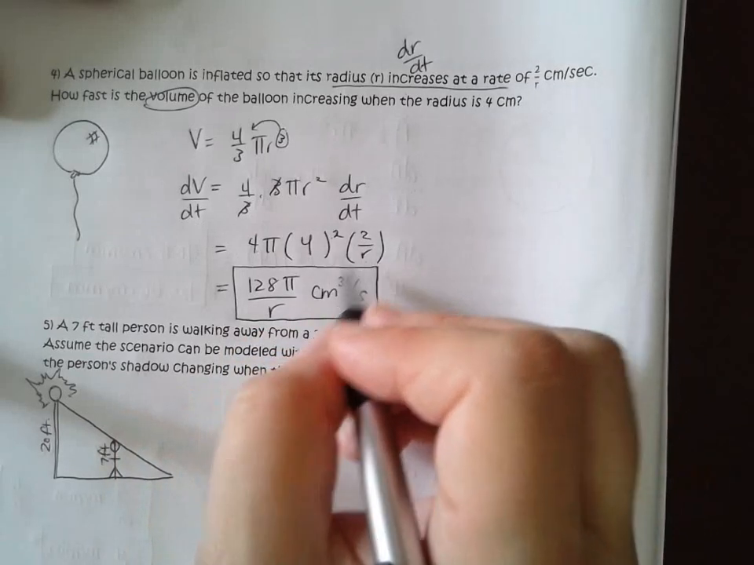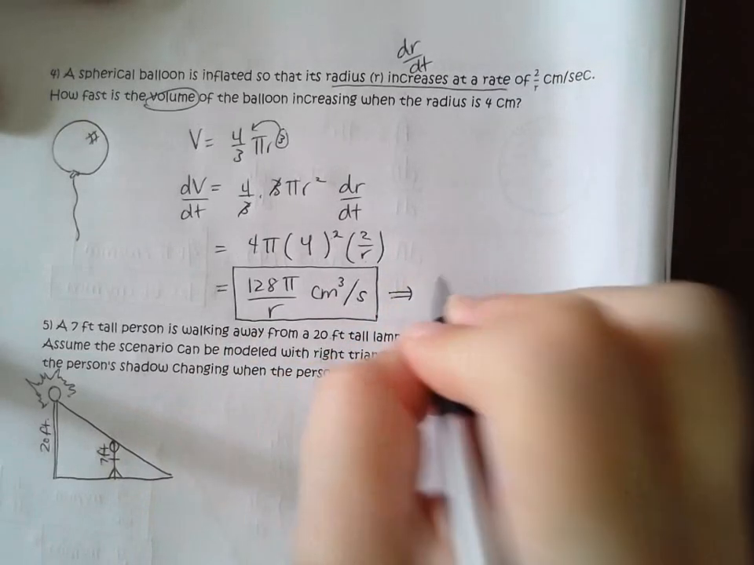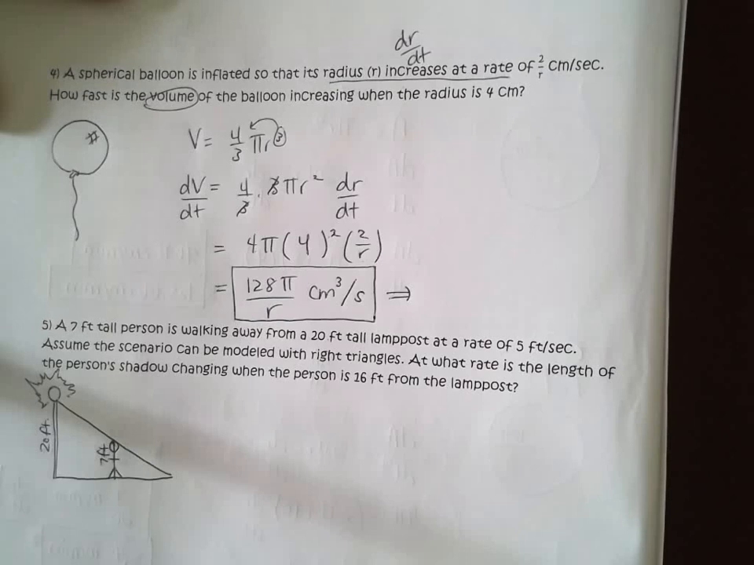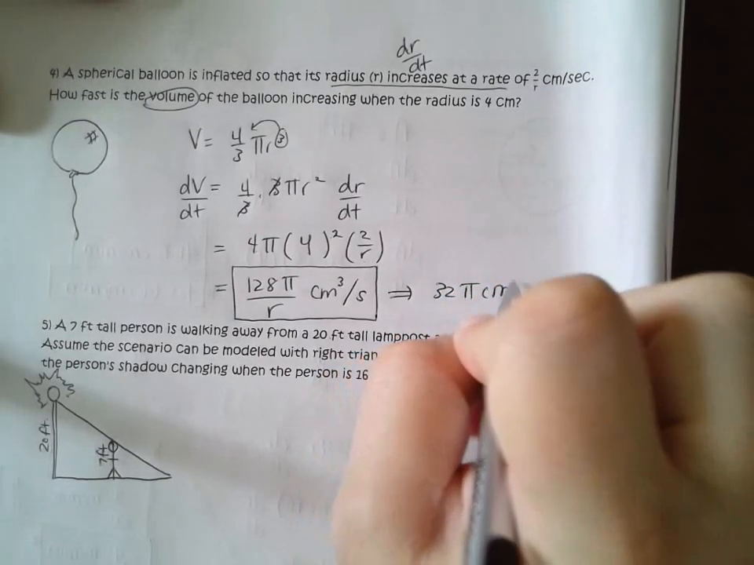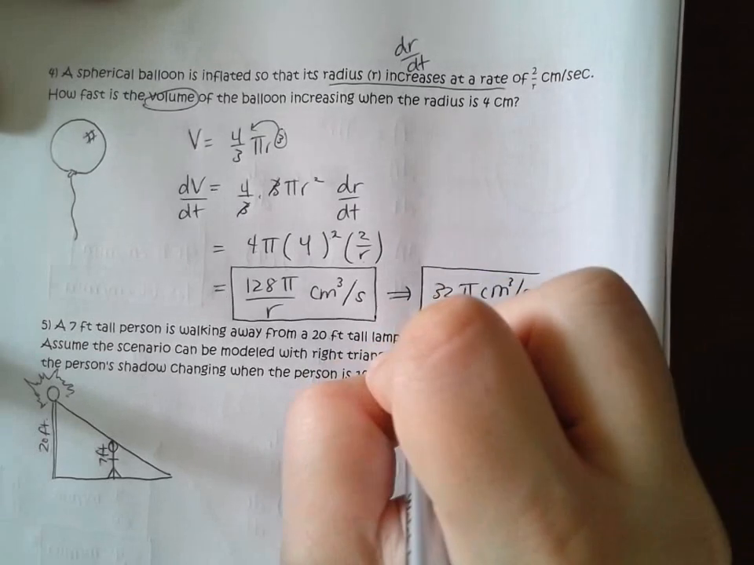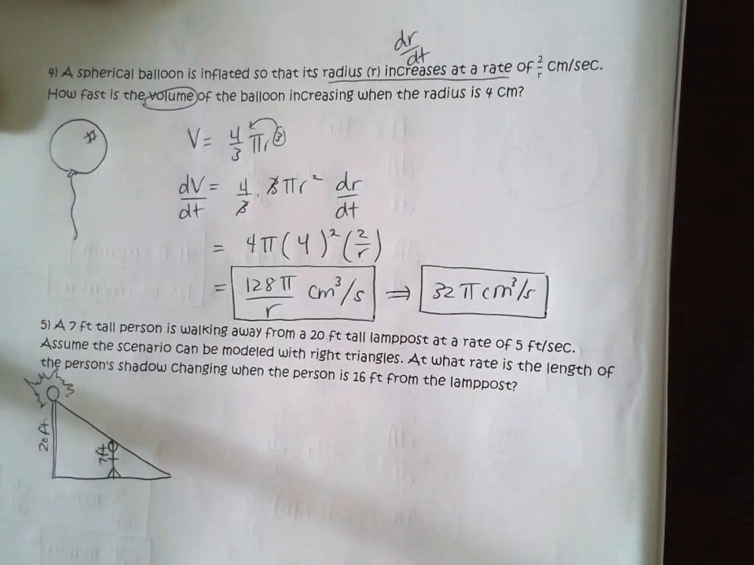as an r, so in this case r would be 4, I can plug that in. 128 divided by 4, 32 pi centimeters cubed per second. So at that point, it's 32 pi centimeters cubed per second.